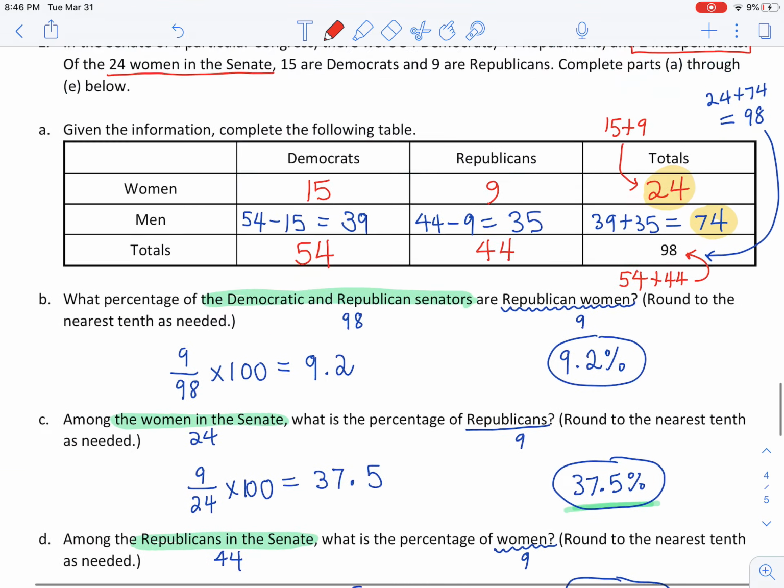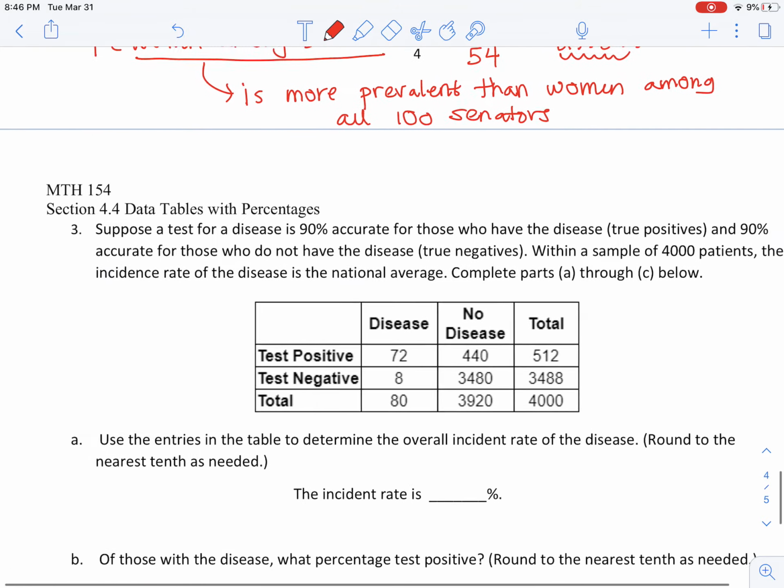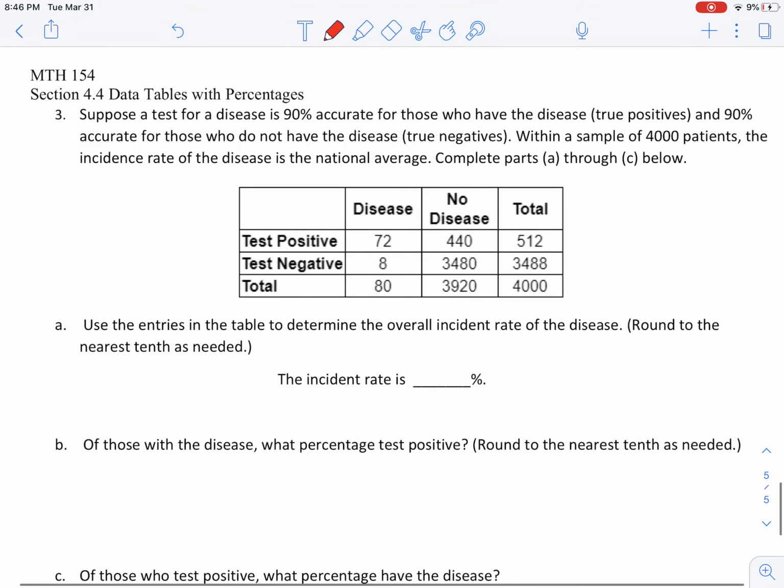So that's it for page 4. That's it for our second two-way table. Let's go over the last one, okay? The very last one. This is about a test and whether a person has a disease or not. All right, let's read this.